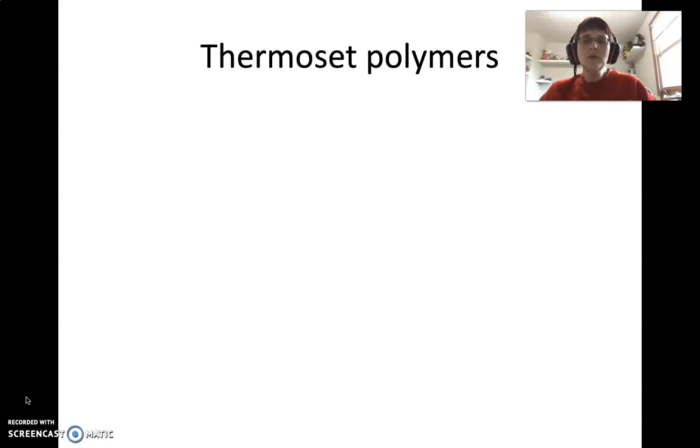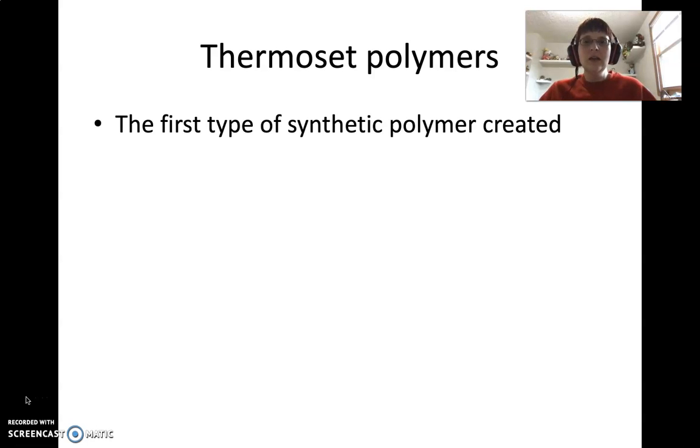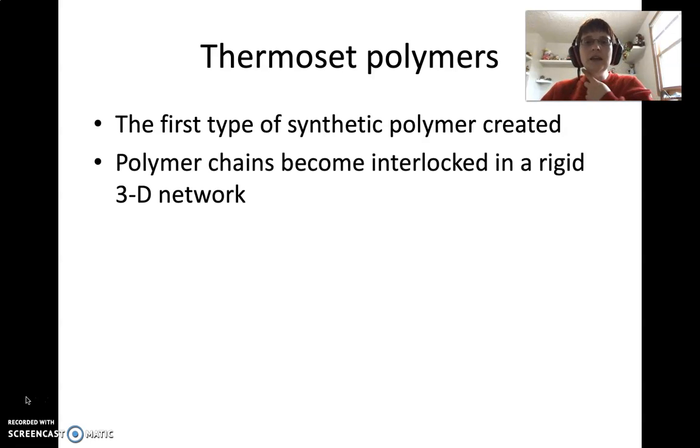So the first group are the thermoset polymers. These are the first synthetic polymers that were created, and actually a lot of these are still around today, the ones that were created at that time. So the thing is with thermoset polymers, and you can actually get kits to make thermoset polymers, the polymer chains, so the long chains of the monomers, become interlocked into a rigid 3D network. So thermoset polymers are not flexible. They are going to be a hard type of plastic.